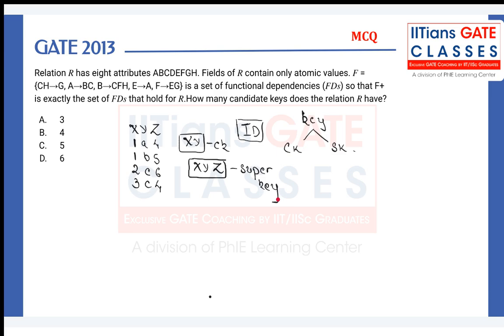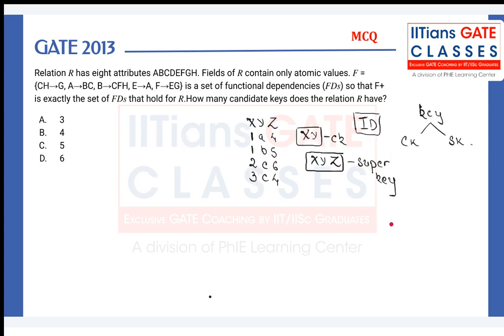Yes. Okay, let's come back to the question. Discussing super key was not strictly required for this question, but still, I think the idea is clear now. The relation has 8 attributes and we want to find the number of candidate keys this relation has. Just follow the method I will tell you now and you will be okay.